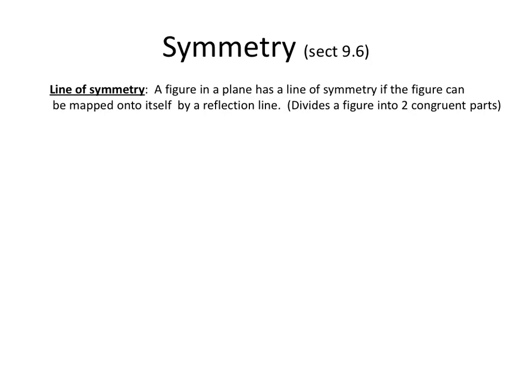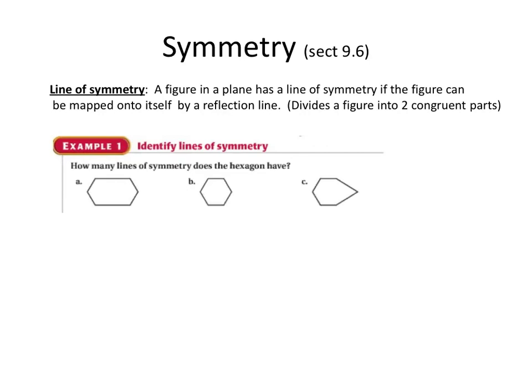A figure in a plane has a line of symmetry if the figure can be mapped onto itself by a reflection line. In other words, it divides a figure into two congruent parts. It's not really a line of reflection, because that was flipping it across something. You've got a line down the middle, and you're going to see whether or not it cuts a figure in half, and it has to be two congruent parts. So I've got three examples right here.